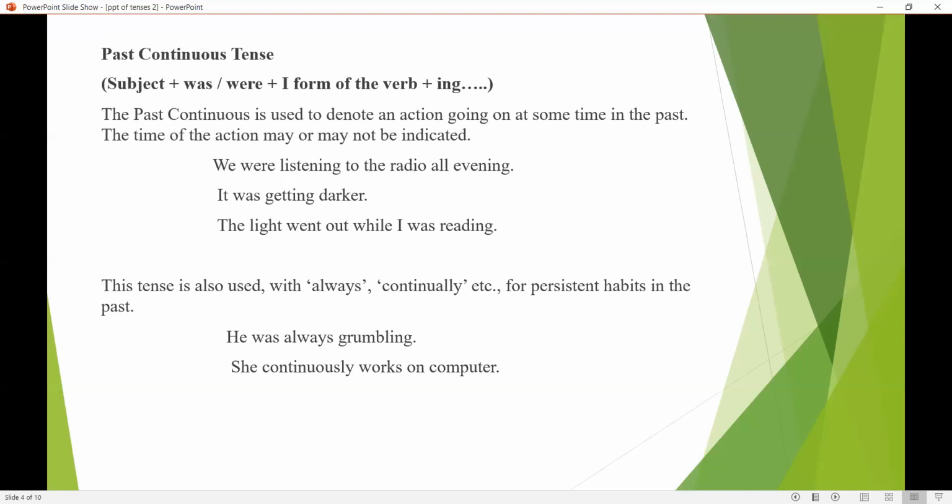In the next, this tense is also used with always, continually, etc. for persistent habits in the past. Example, he was always grumbling. She was continuously working on the computer. Can you make out the usage of always and continuously there, which is used as past continuous tense? Yes. Let's move on to the next one.